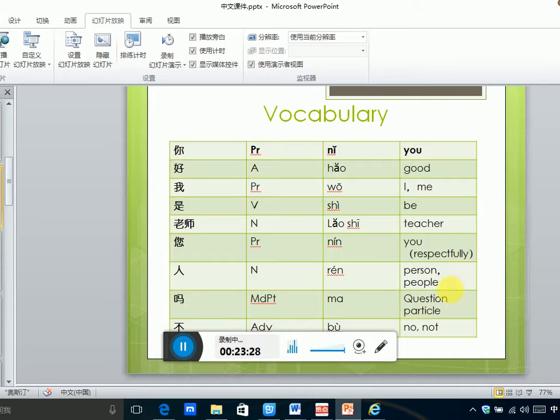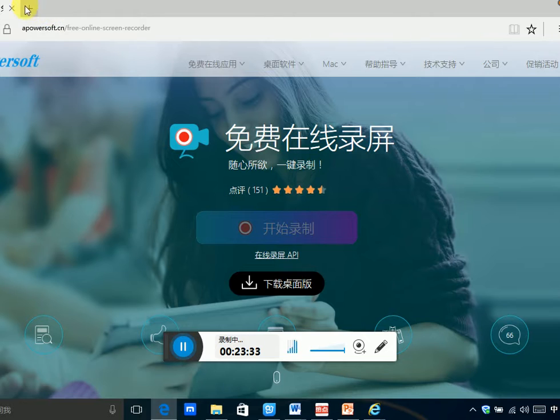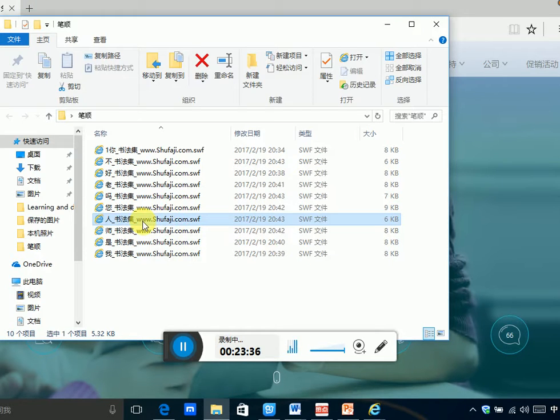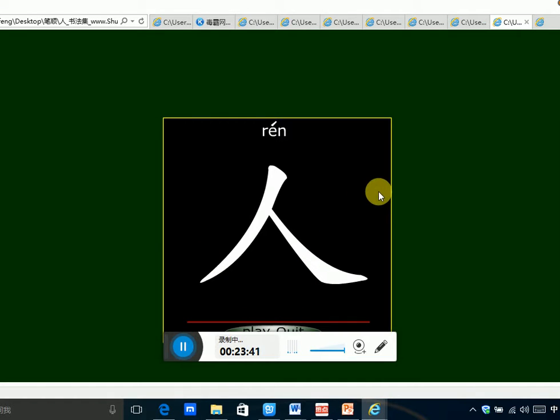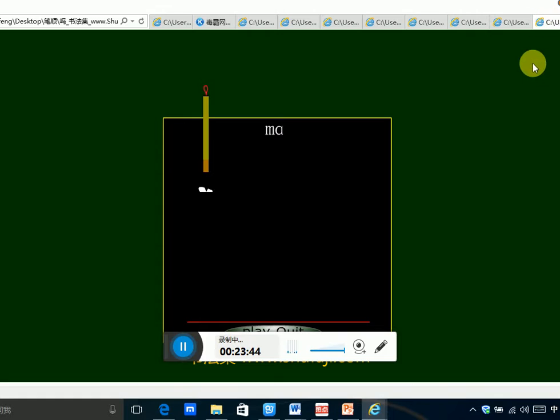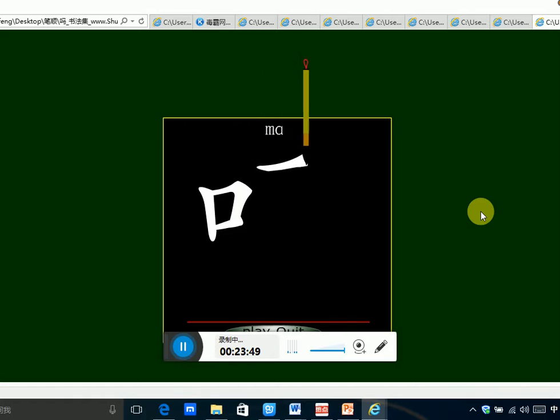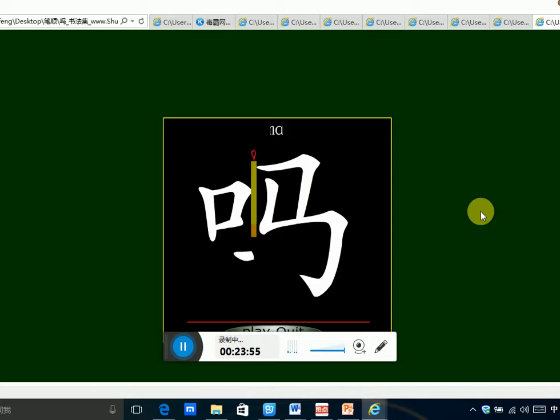Question particle ma. It appears at the end of a sentence. If we see ma, it shows that the sentence is a question, and it's a yes or no question.